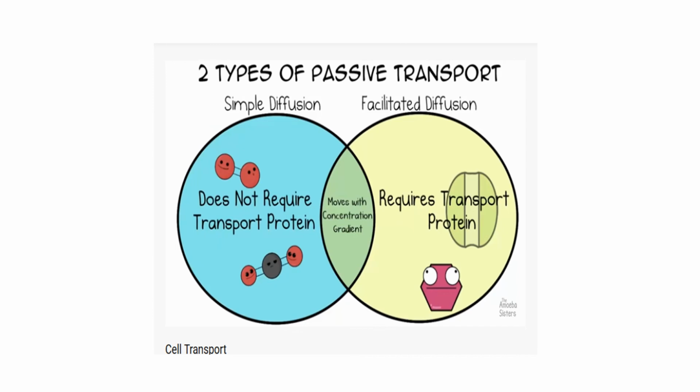The simple diffusion does not show a saturation maximum, whereas the facilitated diffusion, because of the presence of carrier protein, shows Vmax, that is, it reaches a saturation point beyond which the rate of diffusion of the substances across a particular cell membrane is limited, which is the Vmax of the facilitated diffusion.